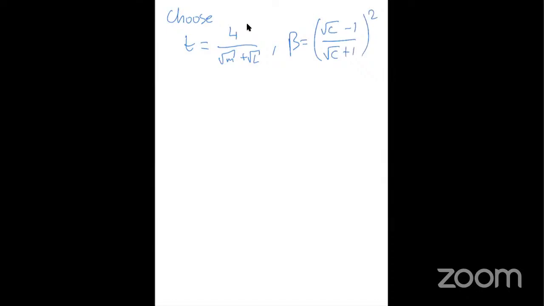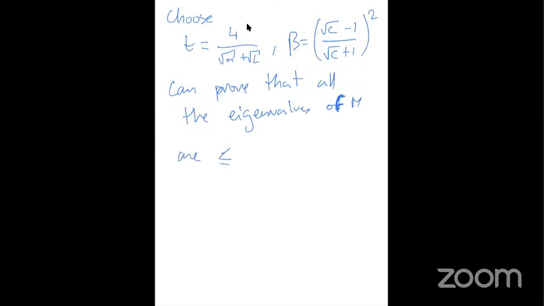Okay, if you make this choice of t and beta, you can prove that all the eigenvalues of m, so you really just have to prove it for each mi, because the eigenvalues of m is just the collection of eigenvalues of the different mi's, have a magnitude at most square root of c minus 1 divided by square root of c plus 1. Okay, and so this is exactly what we wanted.